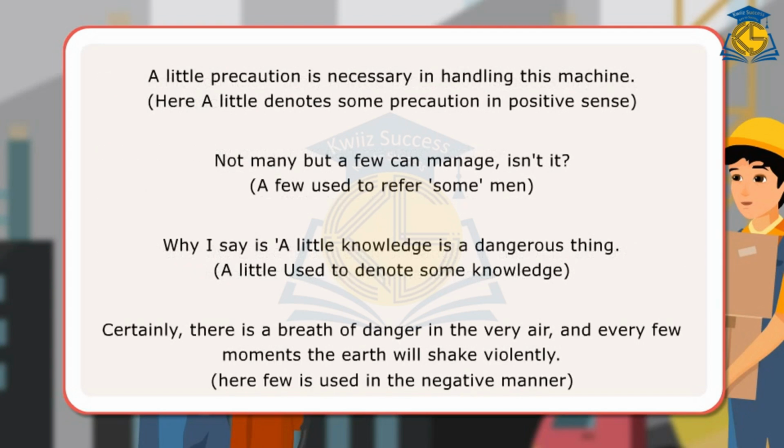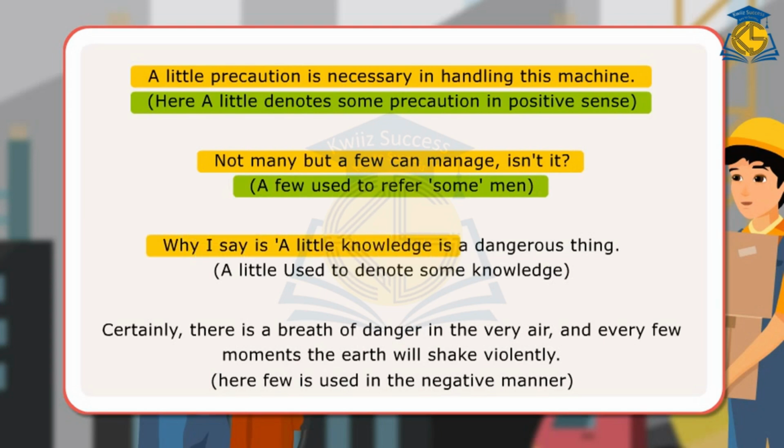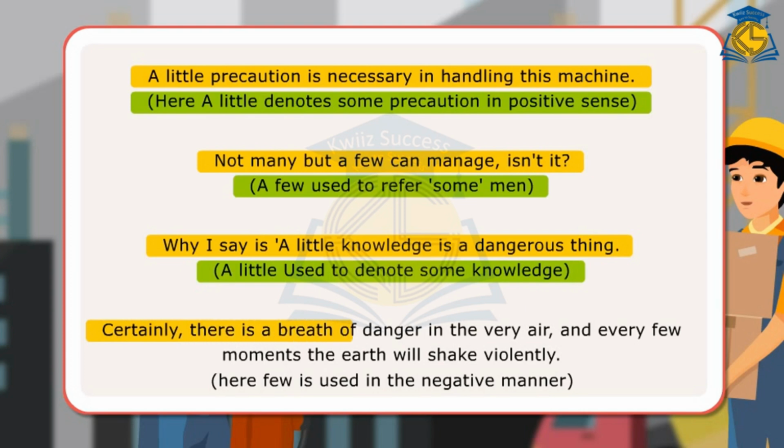Here are some example sentences. A little precaution is necessary in handling this machine. Here, a little denotes some precaution in positive sense. Not many, but a few can manage, isn't it? A few is used to refer to some men. Why I say is, a little knowledge is a dangerous thing. A little is used to denote some knowledge. Certainly, there is a breath of danger in the very air, and every few moments the earth will shake violently. Here, few is used in the negative manner.